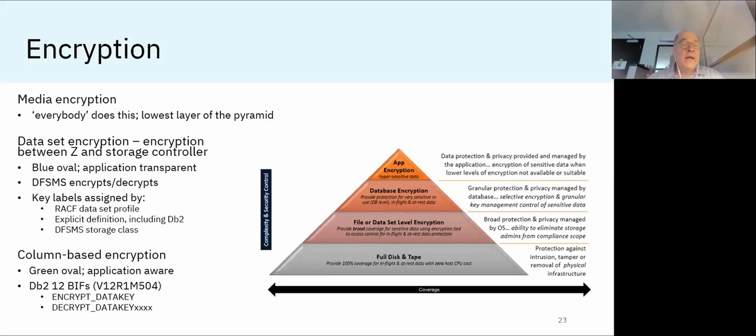Next topic, we look at encryption. Security and cybersecurity is an important point for many customers. When we look at encryption, there are actually three things that we ask about. One is what I'm calling media encryption. This is the lowest level of this encryption pyramid here, where the storage or tape controller is going to encrypt the data as it goes down onto the disk or the solid state. So that's the lowest level of the pyramid. And I say everybody does this. That's not quite true, but the vast majority of shops are doing that.